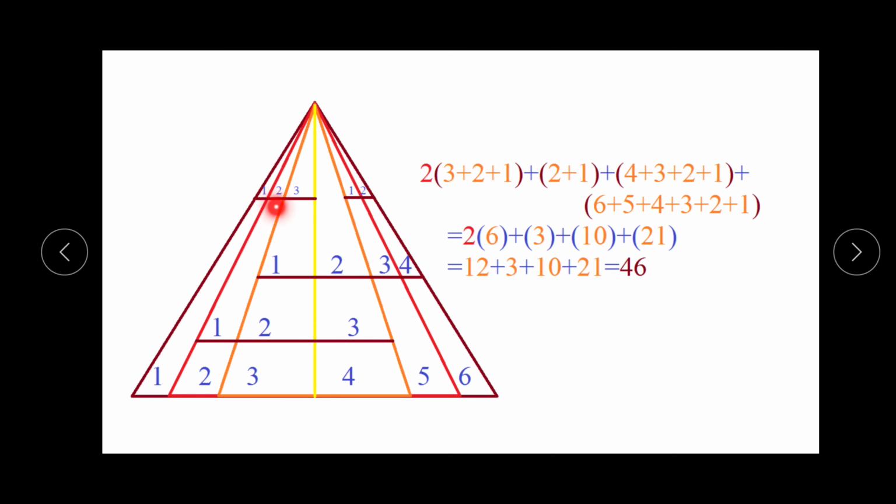It means 1, 2, 3 and 1, 2, 3. There are 2 of 1, 2, 3. What will we do? 2 multiplied by 3 plus 2 plus 1, plus this is up to 2, 2 plus 1. Now this is up to 4, 4 plus 3 plus 2 plus 1, plus this is up to 6, so 6 plus 5 plus 4 plus 3 plus 2 plus 1. After that we will add them. 2 times 6 plus 3 plus 10 plus 21 is equal to 46 triangles.